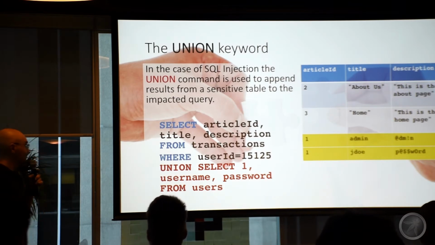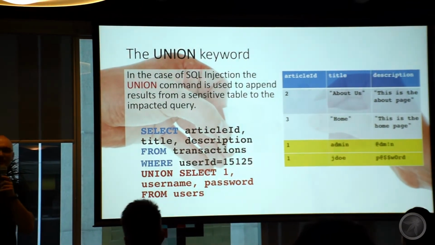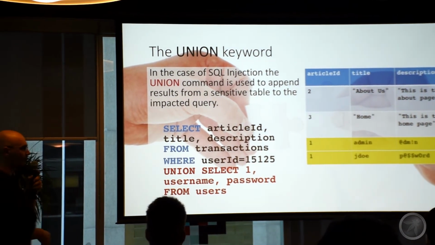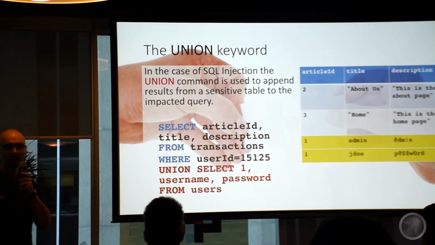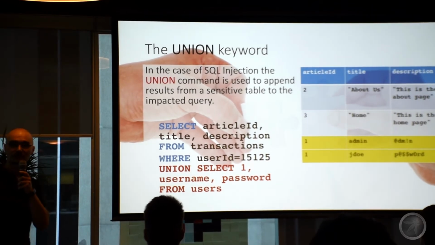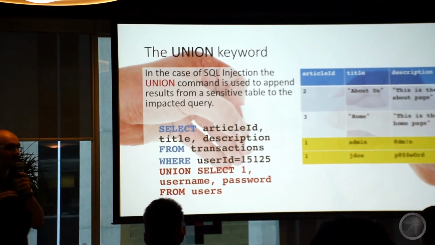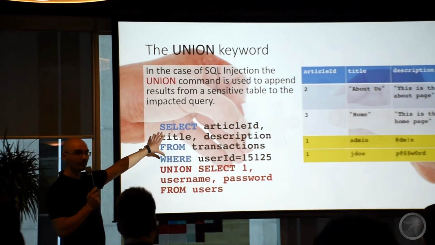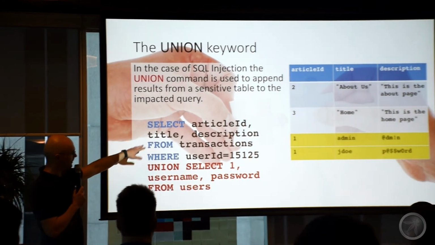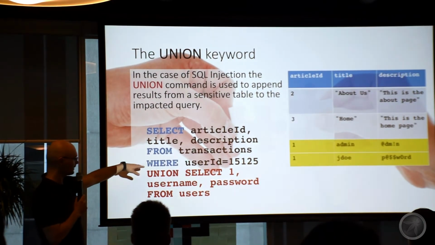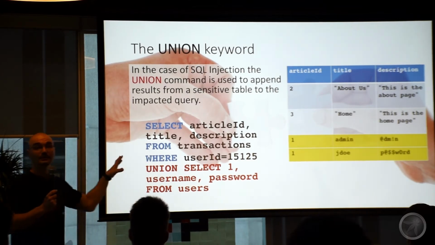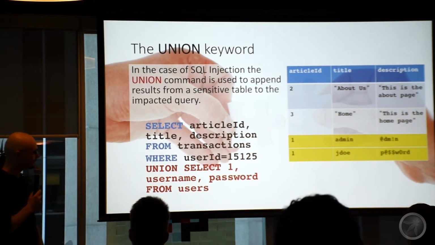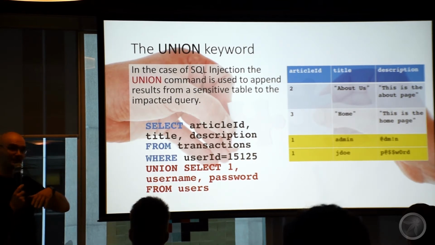The union keyword. In the case of SQL injection, if you don't have access to the sensitive tables, you want to try to get access to a sensitive table. Let's say you have access to the articles of a blog, but you want to get information from the users table. You use the union keyword. So let's say the vulnerable SQL statement is select article ID blah blah blah from articles where user ID equals 15125, to get the user's articles. And you want to get the usernames and passwords.